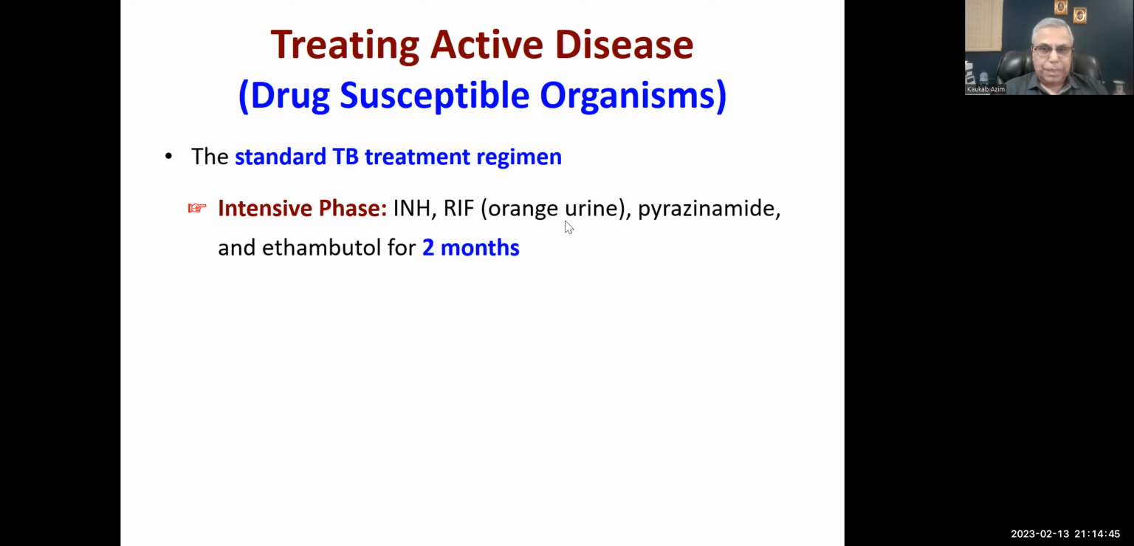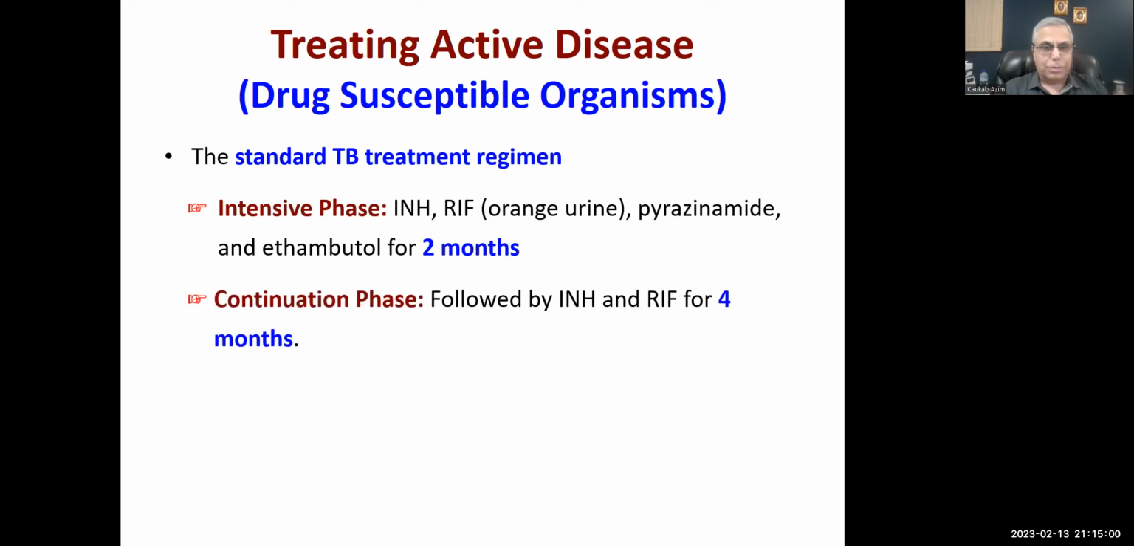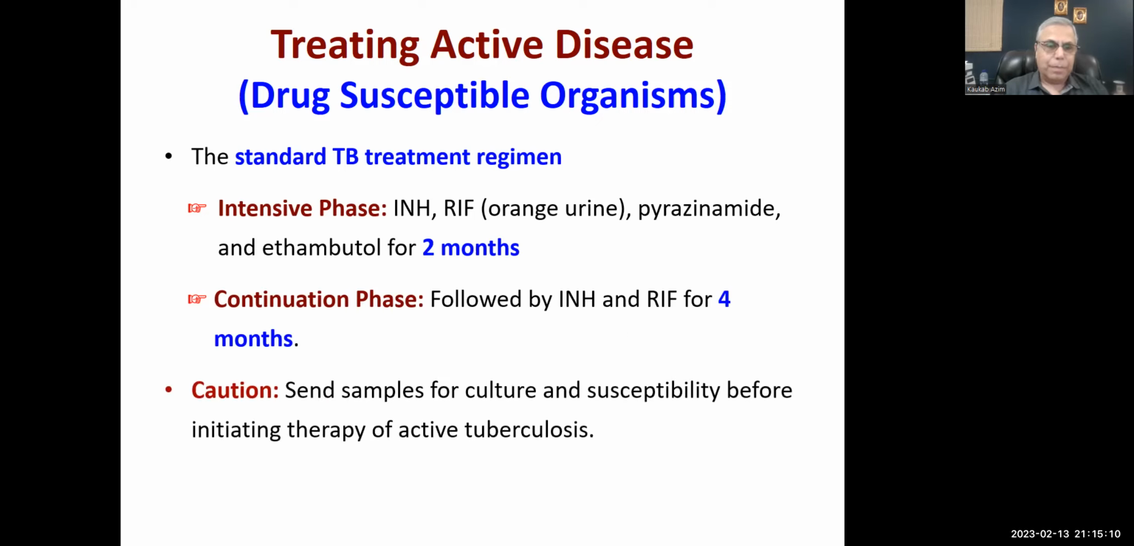Rifampin, you have to be careful. The color of the secretions changes, orange to red, even the tears. So those who are wearing contact lenses, their lenses could get stained with those colored secretions or tears. Okay. Then the continuation phase is both isoniazid and rifampin for 4 months, and we are talking of drug susceptible organisms.